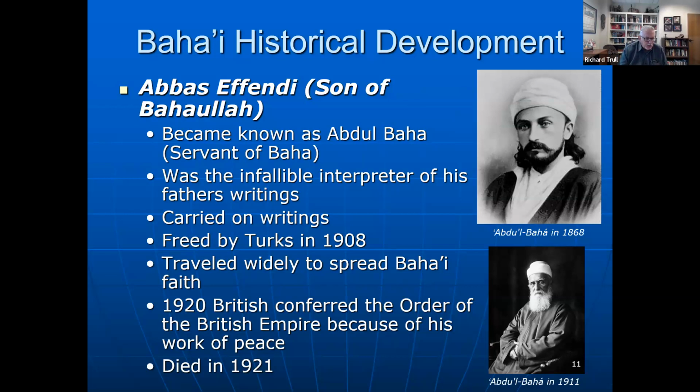He became such a big representative of the Baha'i that in 1920, the British conferred on him the Order of the British Empire because of his work of peace. By this time, you've had World War I and were coming up to World War II, but you had the League of Nations, and the Baha'i were very strong on trying to find a unity of humanity. The writings deal with that, and he becomes a big advocate for that until he dies in 1921.